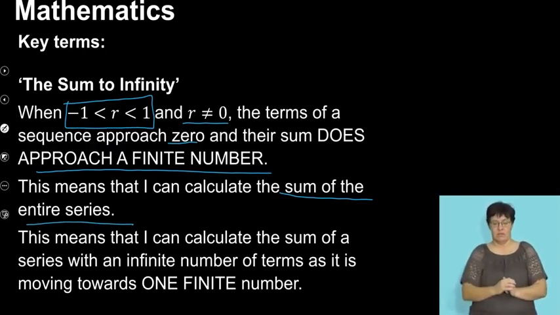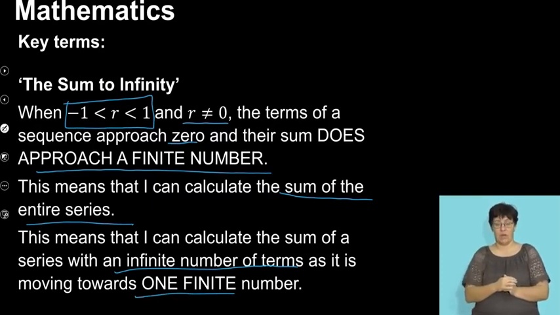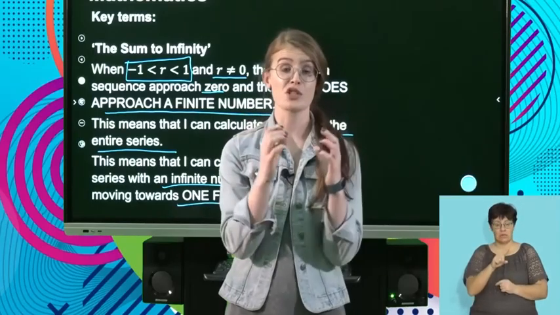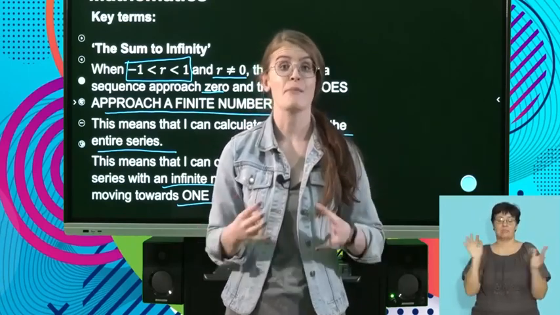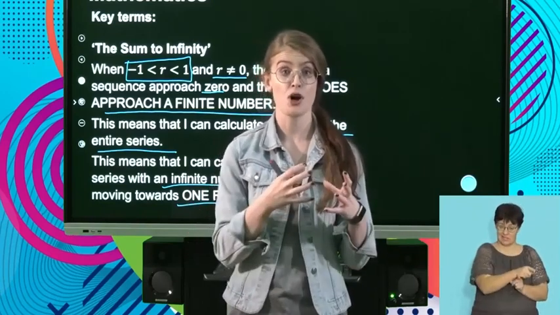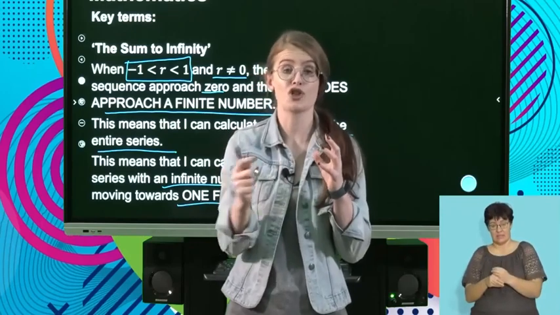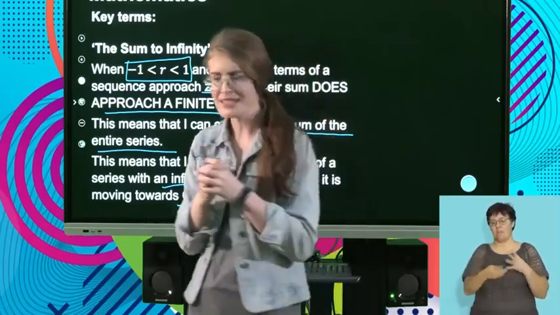So if my ratio is a proper fraction, I can calculate the sum of the entire series. So this means that I can calculate the sum of a series with an infinite number of terms, as it is moving towards one finite number. So guys, I hope that you've clicked that the reason why I can do it is because the series is moving towards one specific number. So that's why I can calculate the sum of infinite terms, because convergent series have terms that, when added together, converge towards one number. Let's see how we're going to get the formula for this.